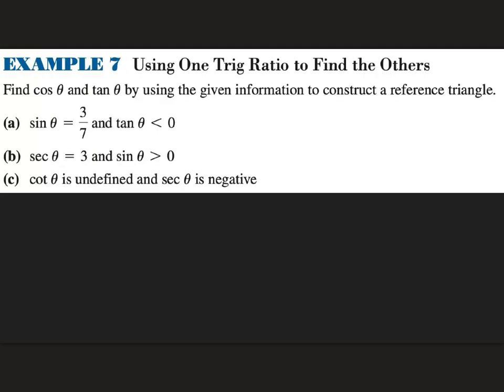We could use one trig ratio to find the others. So we know the sine is 3 over 7. Find the tangent, and tangent theta is less than 0. All right, so the sine is 3 over 7. That means both ones are positive. So we got a triangle. Let's just draw a triangle first. So the hypotenuse is 7, the opposite side is 3. So if we take 7 squared minus 3 squared, the square root of that will give us the x value.